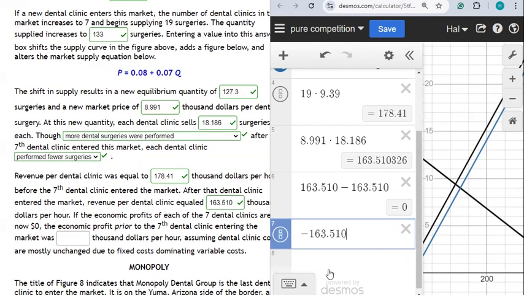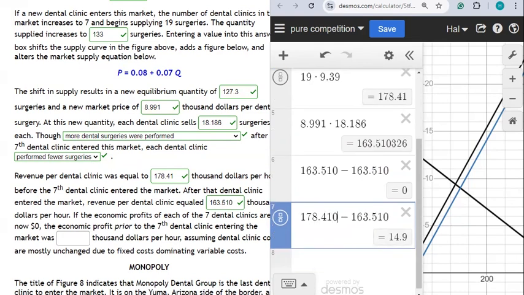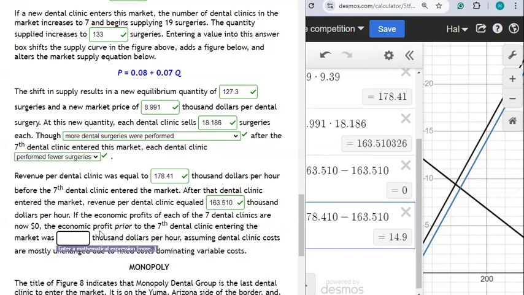Now we want to calculate profit prior to that dental clinic entering the market. Well, the revenue prior to that dental clinic entering the market was 178.410. So if the costs haven't changed, we're just doing that to make it simple, if the costs haven't changed, the economic profit was positive. In my case, it's $14.9 thousand.